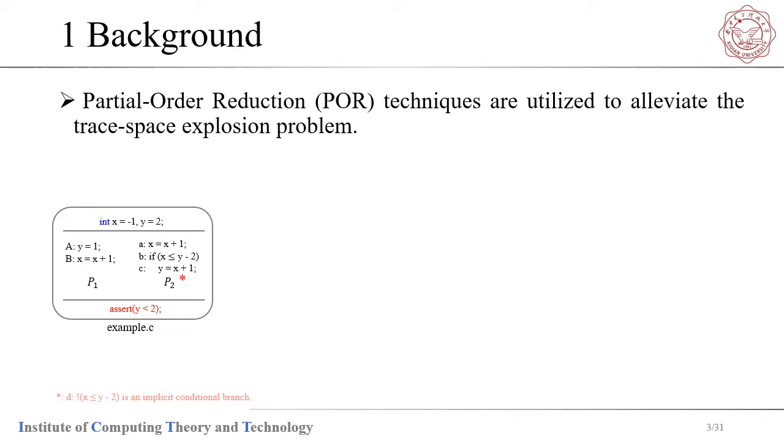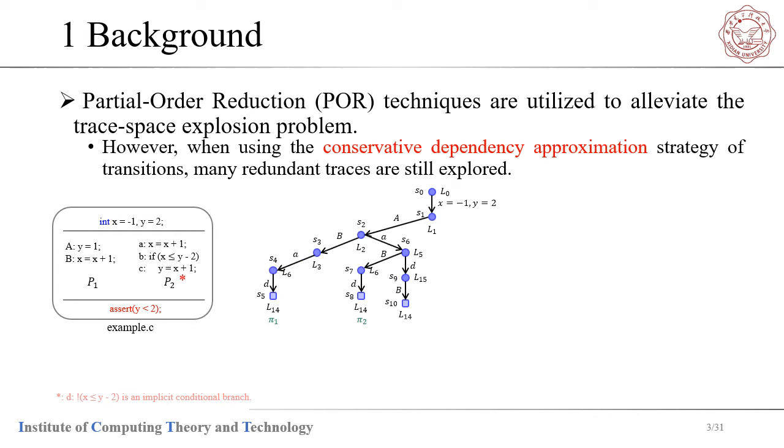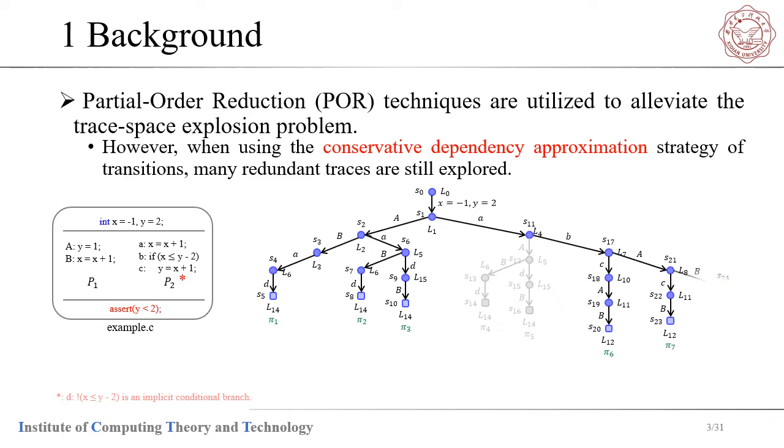In order to reduce redundant traces, partial order reduction techniques, which exploit representatives of each equivalent trace class, are utilized to alleviate the trace space exploring problem. However, most of these techniques usually adopt conservative conditions to approximate dependence.